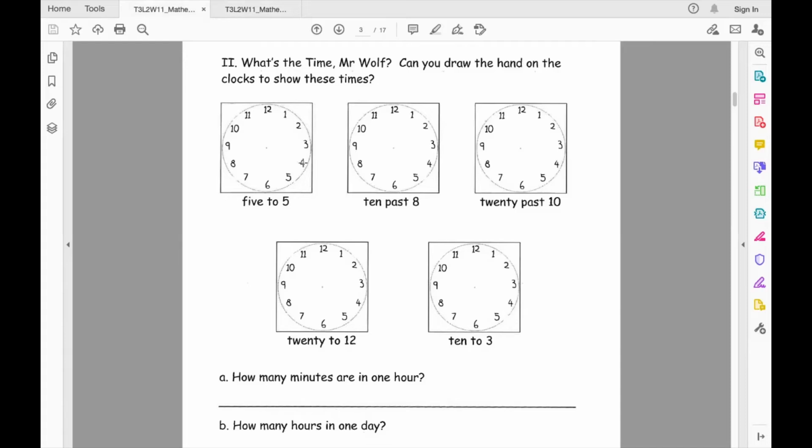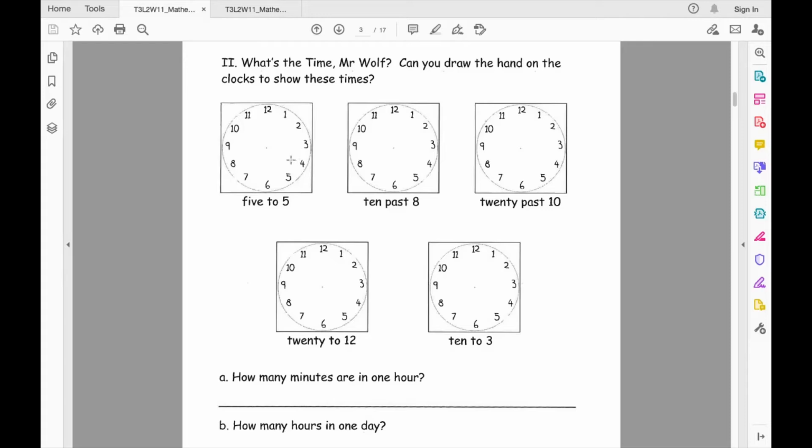Number 4, 20 minutes. Number 5, 25 minutes. Number 6, 30 minutes. Number 7, 35 minutes. Number 8, 40 minutes. Number 9, 45 minutes. Number 10, 50 minutes. Number 11, 55 minutes. And 12 is 60 minutes, a full hour. So it goes all the way around, and we're going up by 5, so we're skip counting by 5 each time.